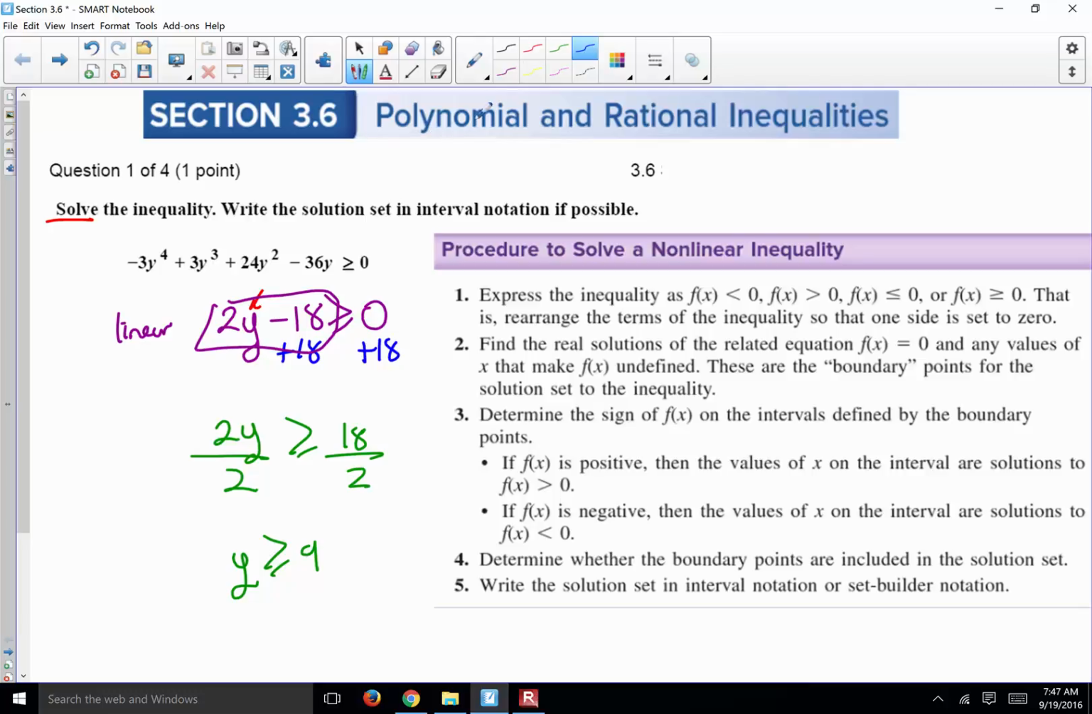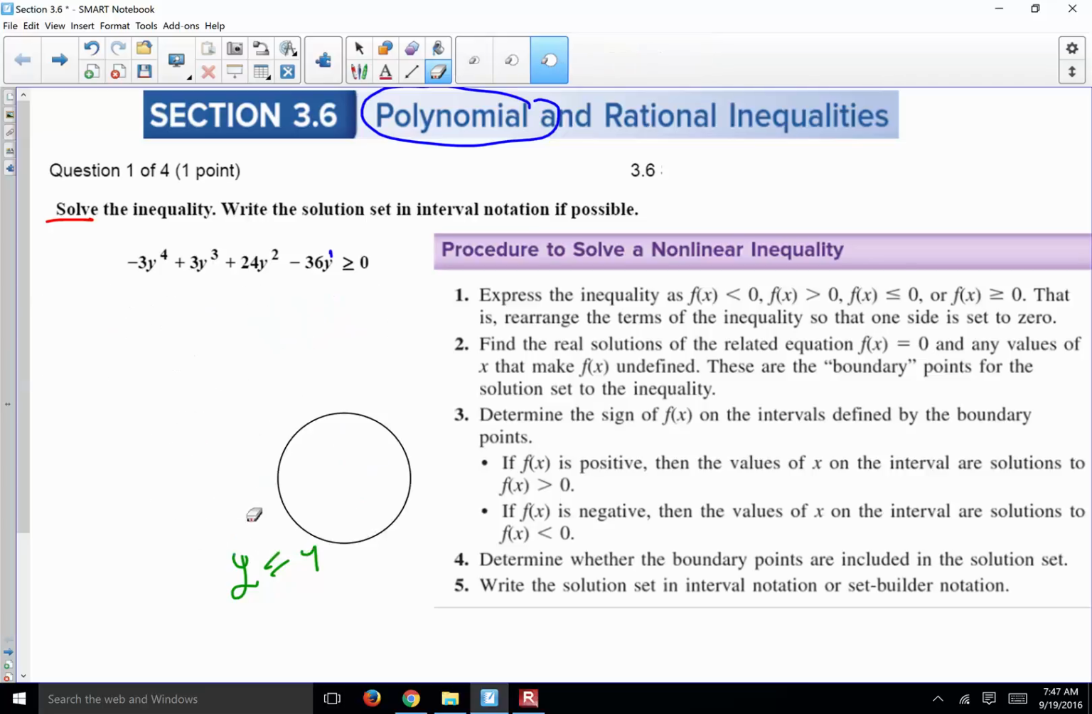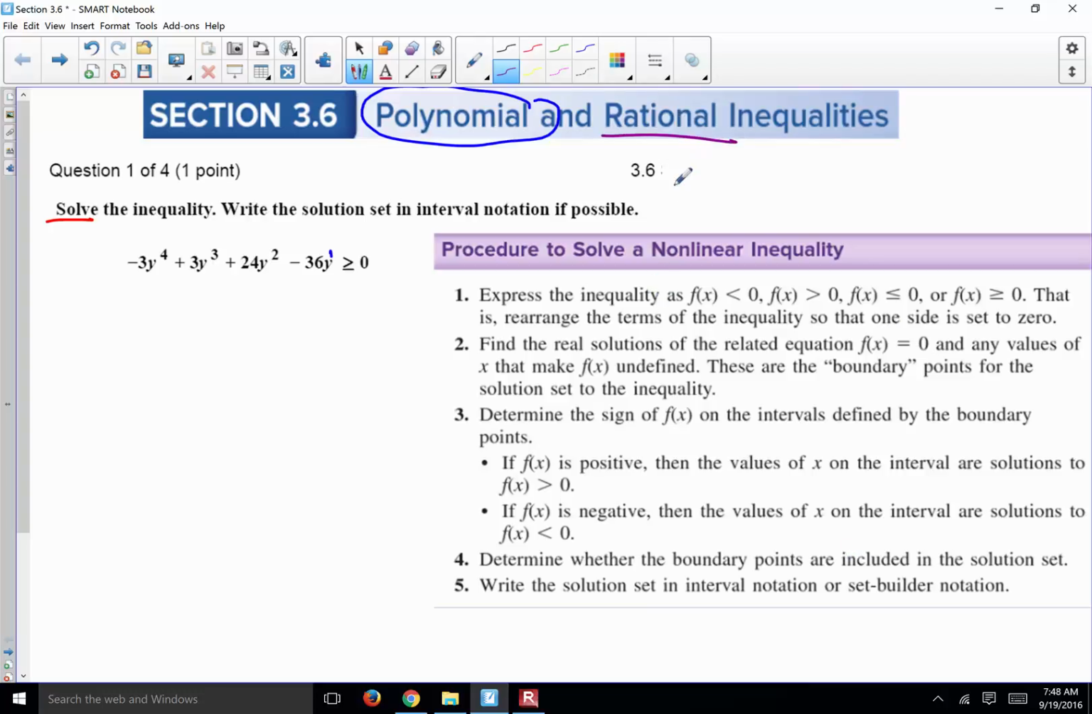But the case today is, what if your expression is a polynomial? It's nonlinear. It has powers more than 1. Look, it's not just y here. You have y squared, y cubed, y to the 4th. How do you attack these questions? Because you can't just leave y alone here, because there are y's everywhere with several exponents. So here is what you need to do. This is the rough method we apply both to polynomial and rational inequalities.